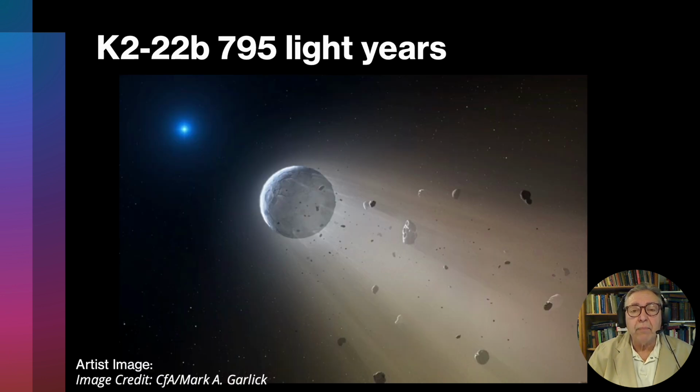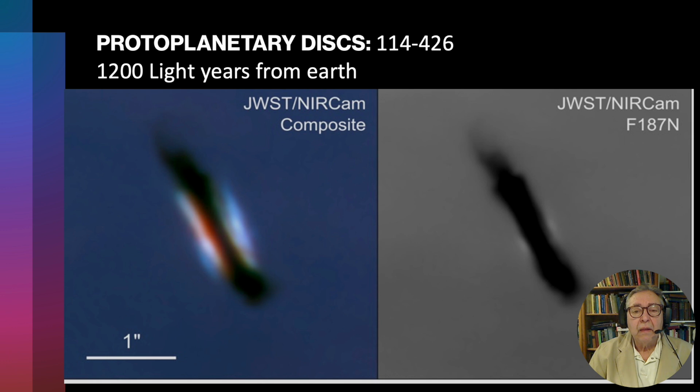K2-22b is another Neptune-sized exoplanet with a very hot surface, 3,320 degrees Fahrenheit. This rocky surface vaporizes, leaving a comet tail stretching out into outer space. Astronomers call these very rare objects disintegrating exoplanets, and only 3 out of 3,800 exoplanets have been declared to be in this class.